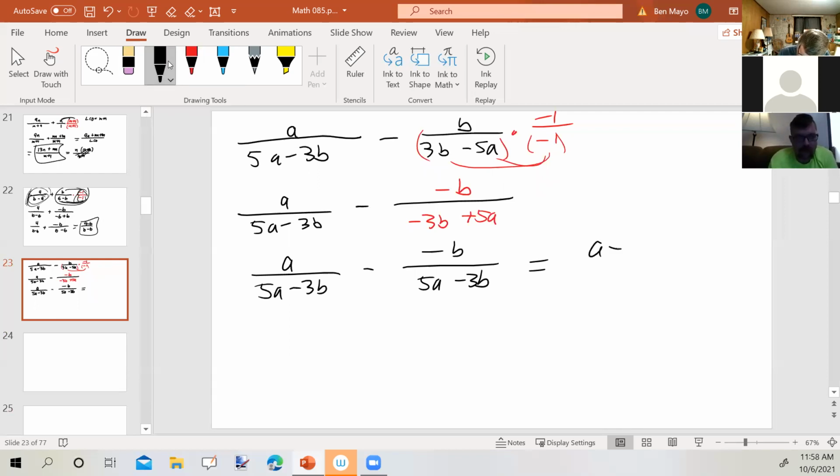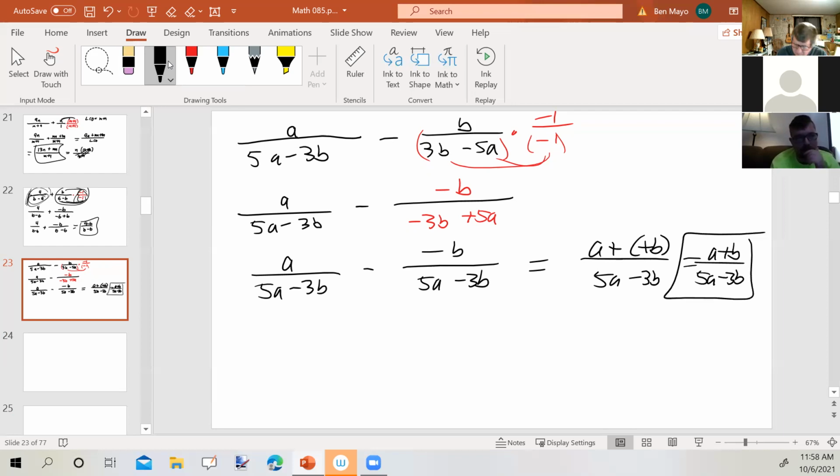So now I've got a minus -b over 5a minus 3b. But a minus -b is like a plus b over 5a minus 3b. And trust me, that's a lot less work than taking all of that times all of that as your LCD. Then you create a mess that you don't want to go there. You'd be better off spending your time watching Star Trek reruns. All right.